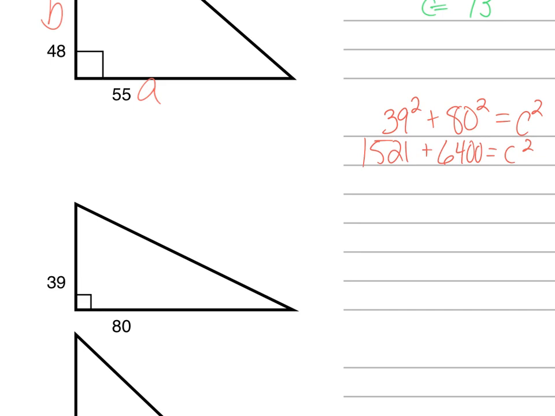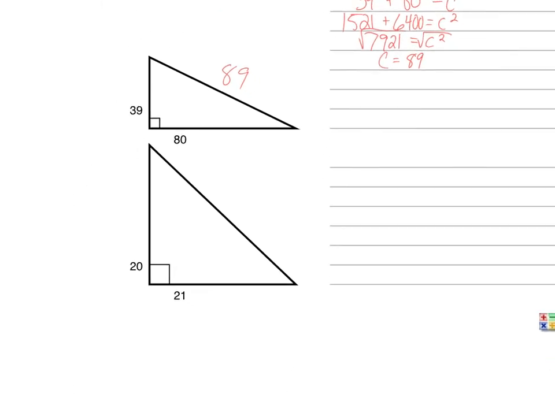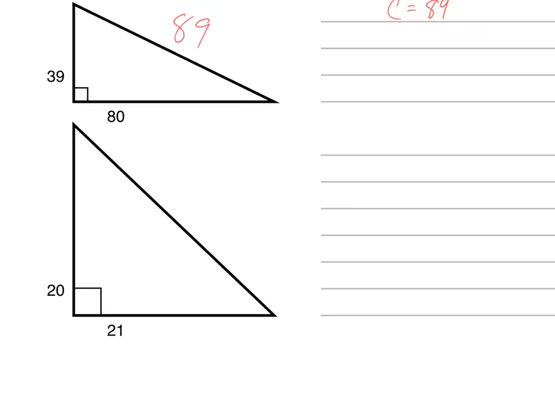Combine those together, add those together, that gives me 7,921 is equal to c squared. Take the square root. c is equal to 89. Okay, this last one, I want you to set up. I want you to solve it.